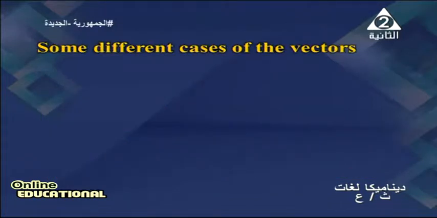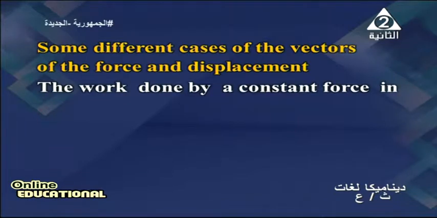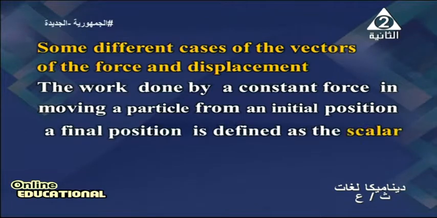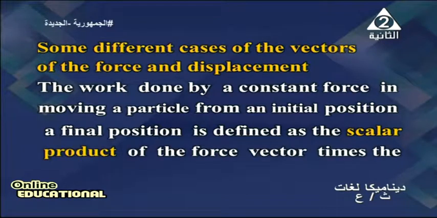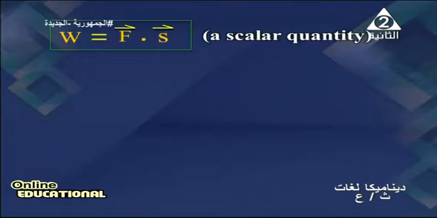Now, dear students, some different cases of the vectors of the forces and displacement. The work done by a constant force in moving a particle from an initial position to a final position is defined as the scalar product of the two vectors, force F and the displacement vector S. Then W equals vector F dot vector S, which is a scalar quantity.